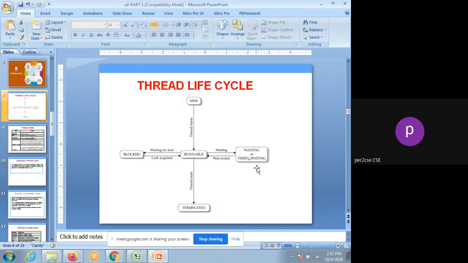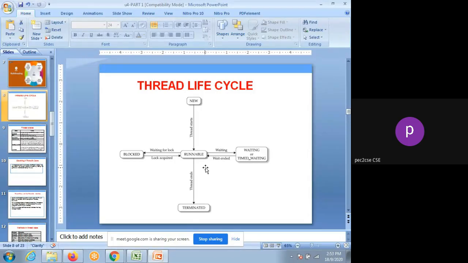For example, 100 milliseconds, 1000 milliseconds. You can make the thread wait. You can make it sleep for 1000 milliseconds. In that case, it is a timed waiting. Once the waiting is completed, once a specified event has occurred, from there it will come back to the runnable state.